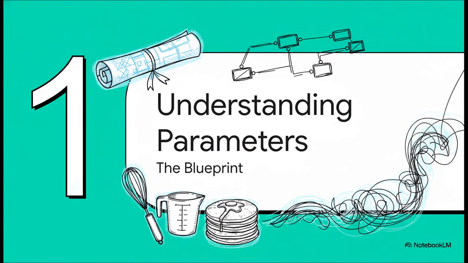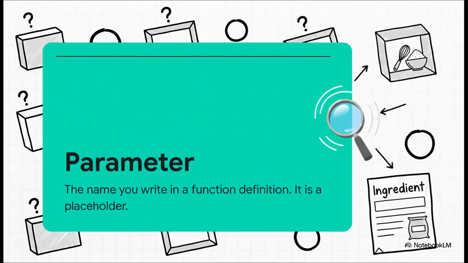All right, first things first, let's talk about parameters. Now, the best way to think about a parameter is to imagine you're drafting a blueprint for a house or maybe writing out a recipe. This is the planning stage. You're setting up what a function is supposed to do way before it actually does it. So, what is a parameter, really?